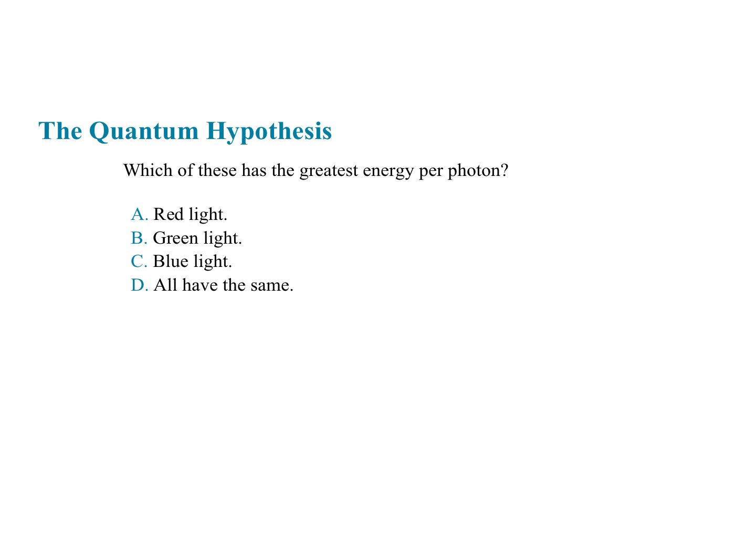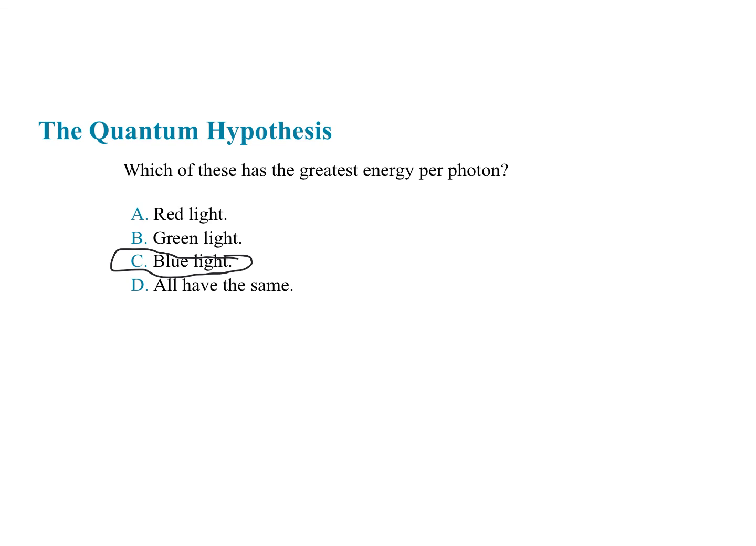Okay, let's check our understanding. Which of these has the greatest amount of energy per photon? Red light, green light, blue light, or do they all have the same amount of energy? And the answer is, of course, C, blue light. We know that red light has the lowest energy.